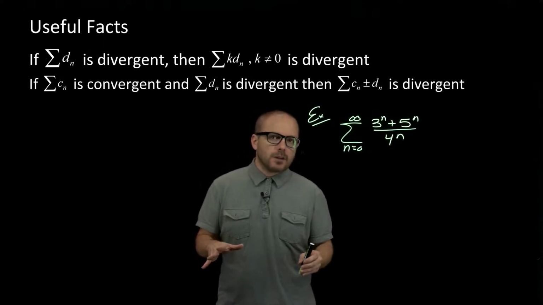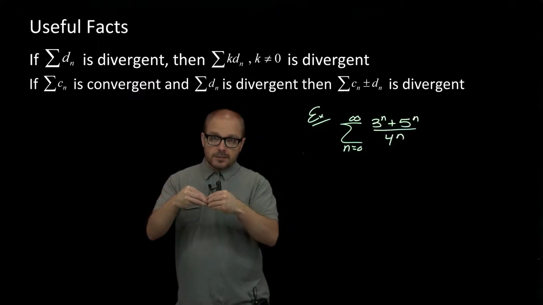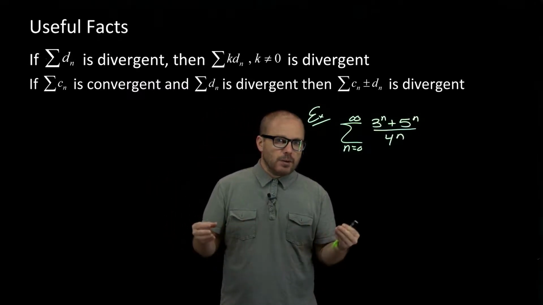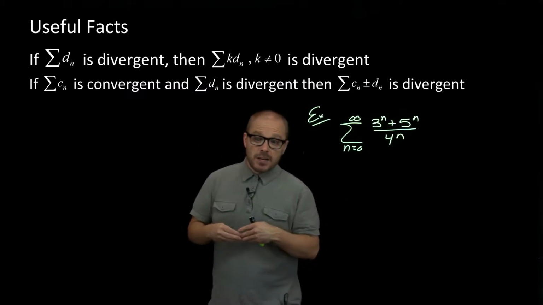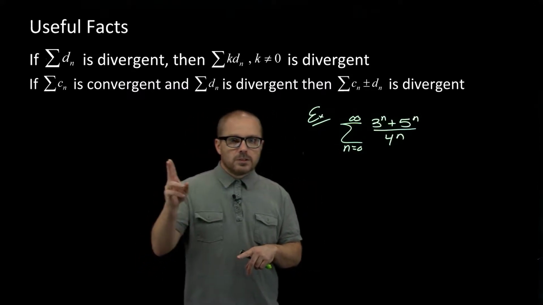So previously we saw that if you had two convergent series and you added them together or subtracted them, they would also be convergent. And I had mentioned that if they were two divergent, they don't necessarily combine to be divergent. But we do know these two useful facts.